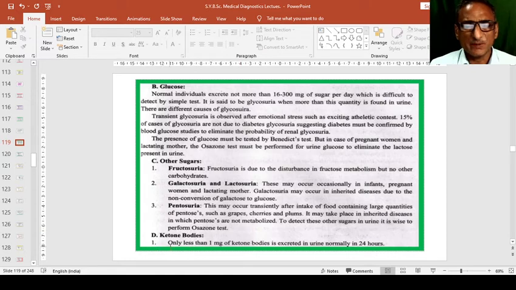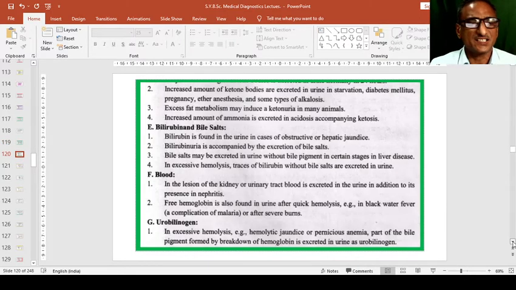Then ketone bodies. If they appear in the urine, normally less than 1 milligram of ketone bodies is excreted in urine in 24 hours. If it appears more than 1 milligram, then definitely it is a patient. An increased amount of ketone bodies is excreted in urine in starvation, diabetes mellitus, pregnancy, and ether anesthesia or alkalosis. And excess fat metabolism may include ketonuria.